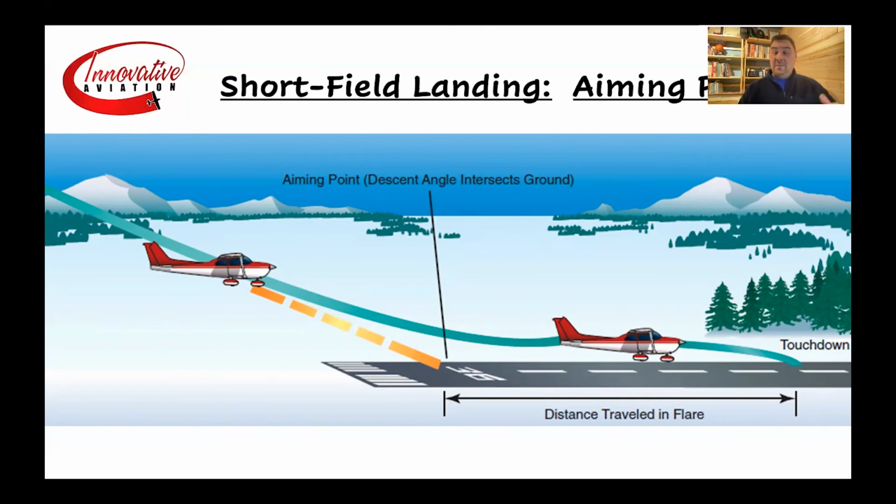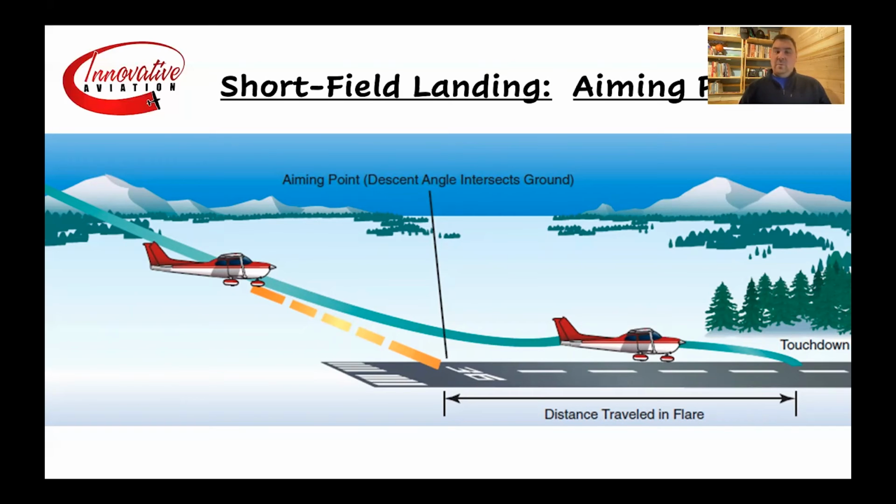And what's happening in there is you're flaring, you're rounding out, and the aircraft is still settling on the runway. So if we're talking about a short field landing, and really wanting to land on a particular spot on the runway, so that we can land and slow down and stop in a very short distance, we have to select an aiming point that will allow us to do so.